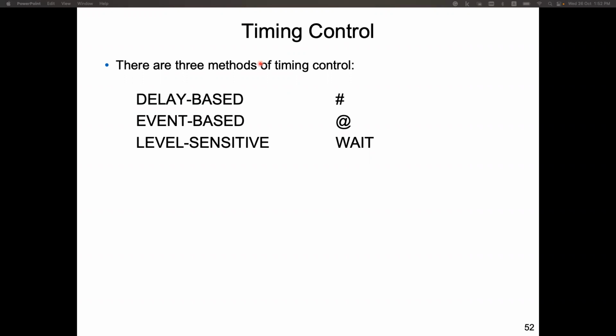And there are three methods of timing control. Delay-based timing control, indicated by this hash symbol. Event-based timing control, using this @ symbol. And level-sensitive timing control with the keyword wait.